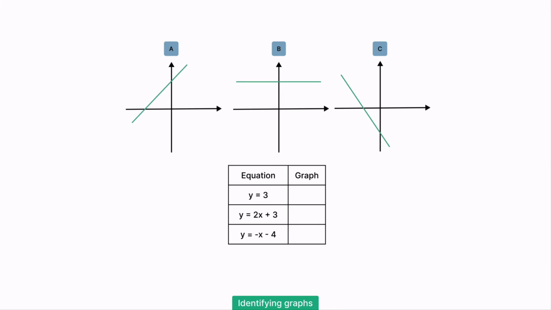So with this one here, the most obvious one to me here is that one there. It's a flat line. It's got no gradient. Because it's got no gradient, there's no x term. So that's going to be that one there, okay? There's no x term. The gradient is 0.